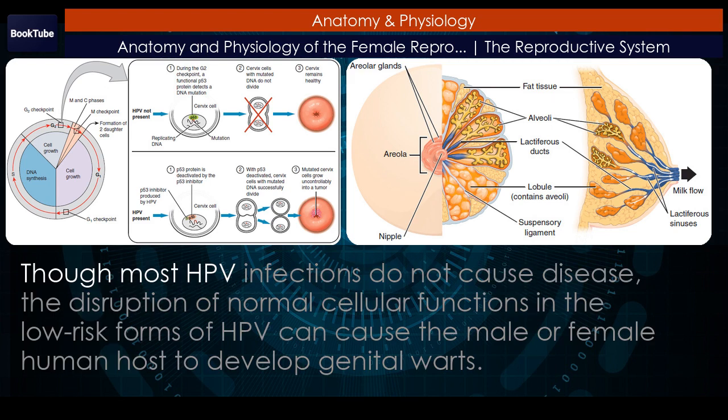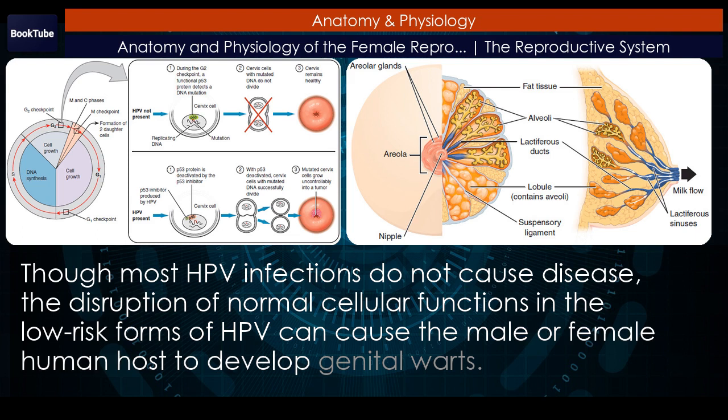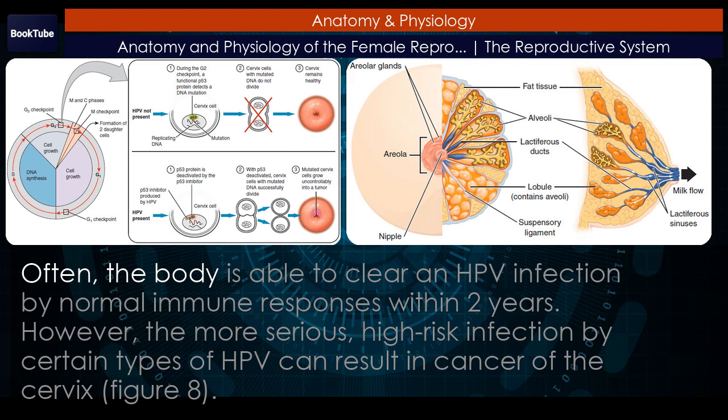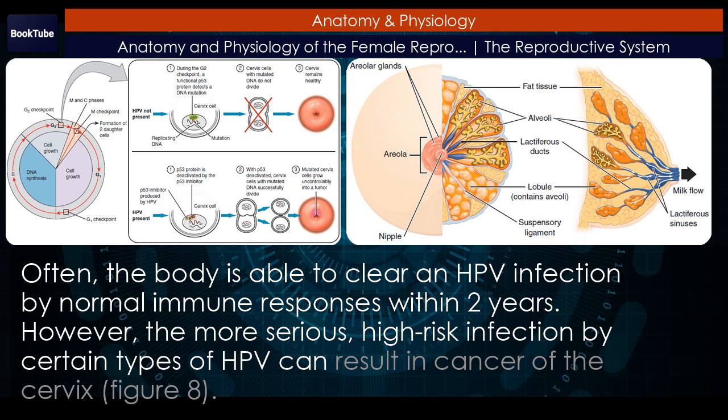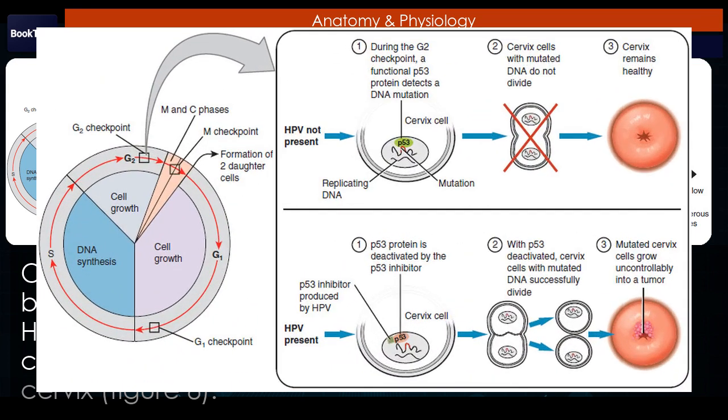Though most HPV infections do not cause disease, the disruption of normal cellular functions in the low-risk forms of HPV can cause the male or female human host to develop genital warts. Often, the body is able to clear an HPV infection by normal immune responses within 2 years. However, the more serious, high-risk infection by certain types of HPV can result in cancer of the cervix.